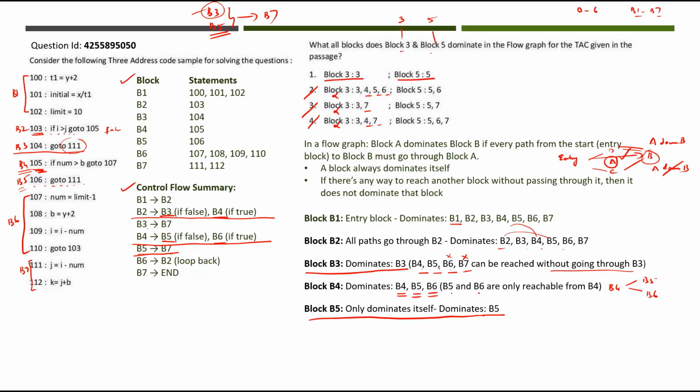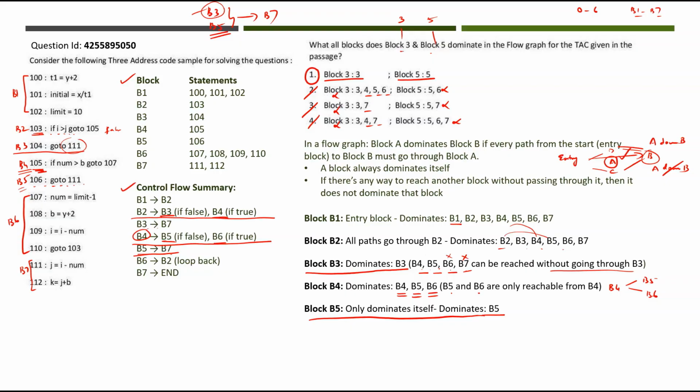So in order to go to block 6, B4 is enough. So 6 will not be there. For 7, there is another possibility from B3. These 3 options can also be ruled out with block 5's answer. So option number 1, block 3 dominates 3 and block 5 dominates 5, will be the right answer.